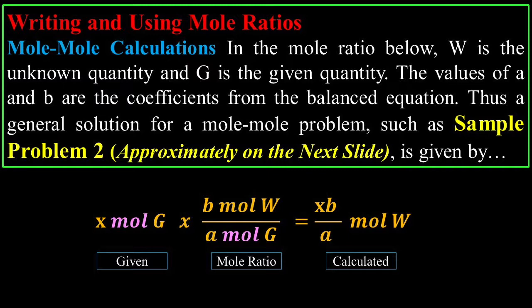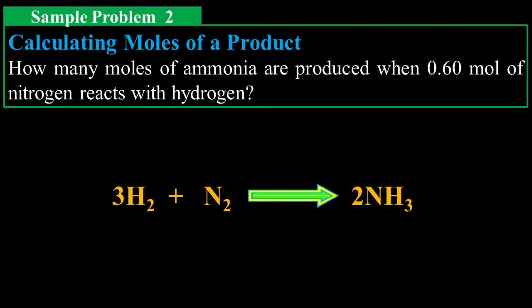Mole-mole calculations. In the mole ratio below, W is the unknown quantity and G is the given quantity. The values of A and B are the coefficients from the balanced equation. Thus, a general solution for a mole-mole problem, such as sample problem 2, approximately on the next slide, is given by the equation below. You have the given, you have the mole ratio, and you have the calculated. If you read the equation, it says X mole G times the ratio B mole W over A mole G equals XB over A mole W. Boy, does that sound like a bunch of gobbledygook. Well, let's see what we can do with it, or with my method.